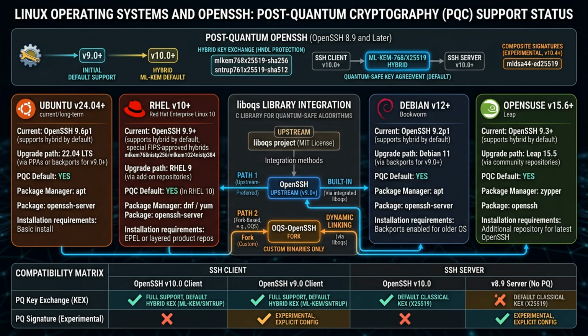Installation requires the liboqs library. liboqs is an open source library from the Linux Foundation. It implements all NIST approved post-quantum algorithms. On Ubuntu, install with apt-get install liboqs. On RHEL, install with yum install liboqs. On Debian, install with apt-get install liboqs.